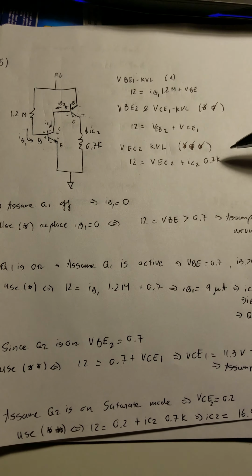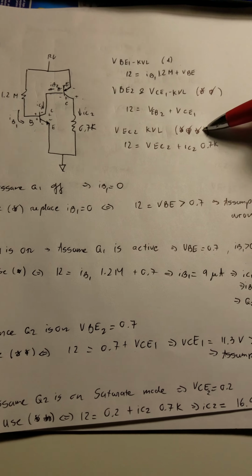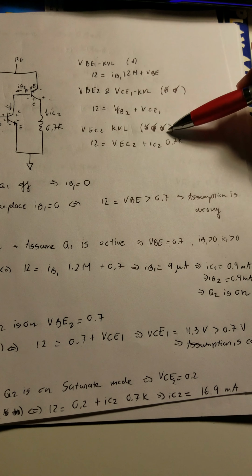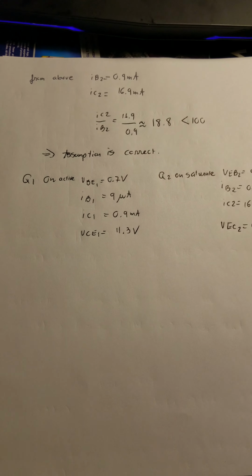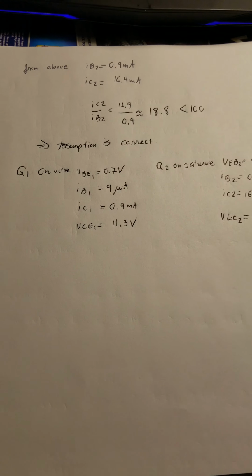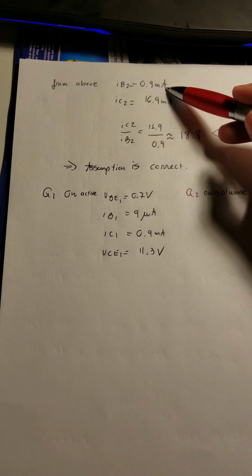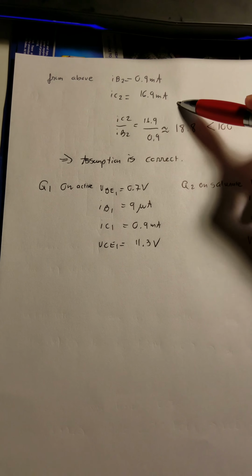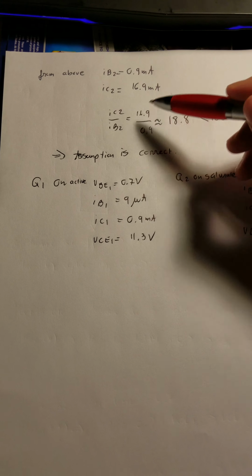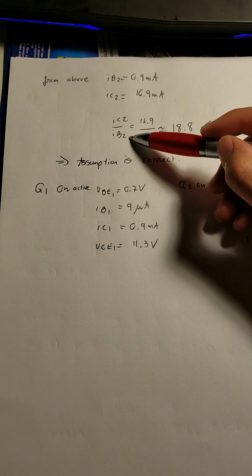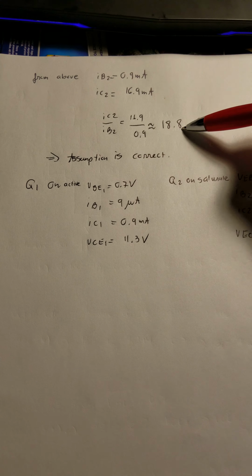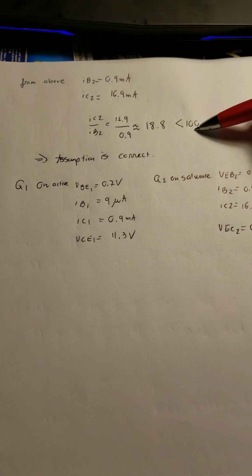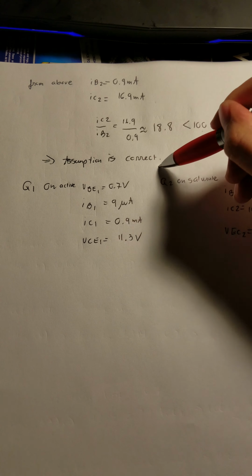And then from that we can use the 3 star equation and solve for IC2, and we can find that it's going to be equal to 16.9 milliamp. And from above we already found that IB2 is equal to 0.9 milliamp, and we just found that IC2 is equal to 16.9 milliamp. So if we find the ratio between those two currents, it's going to be equal to 18.8, which is a lot less than 100. So what that means is the assumption is correct.